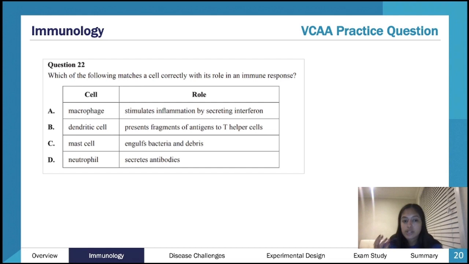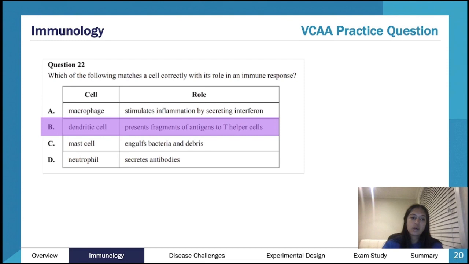Mast cell engulfs bacteria and debris. No, that would be more of a macrophage sort of thing. A mast cell is really key with releasing histamine. Remember that mast cells don't move, so they wouldn't make very good things to engulf bacteria. And your neutrophil secretes antibodies. I know we haven't talked about antibodies, but they're associated with the adaptive immune system, and your neutrophil is part of the innate. So that's why B is correct.